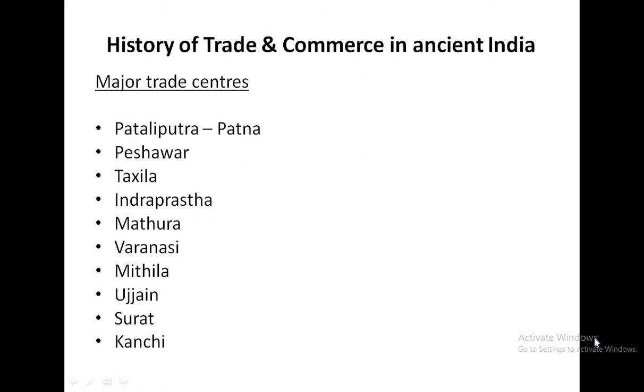These are the major trade centers in ancient India: Patliputra, that is Patna now, then Peshawar, Taxila, Indraprastha, Mathura, Varanasi, Mithila, Ujjain, Surat and Kanchi.